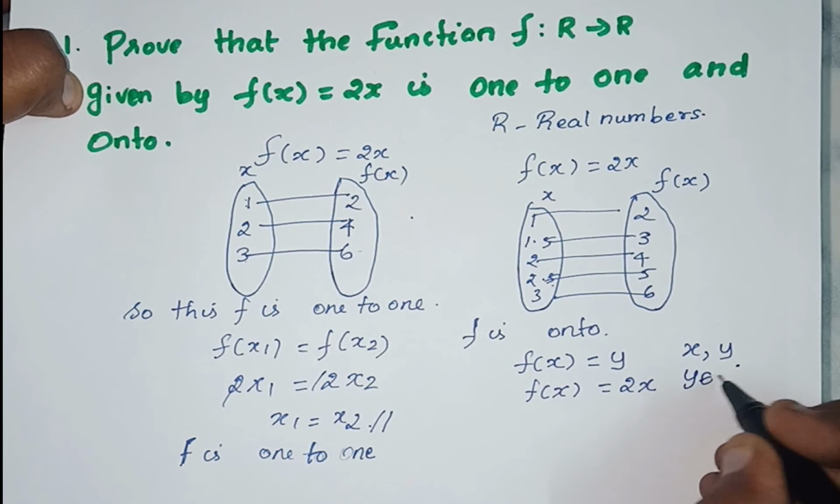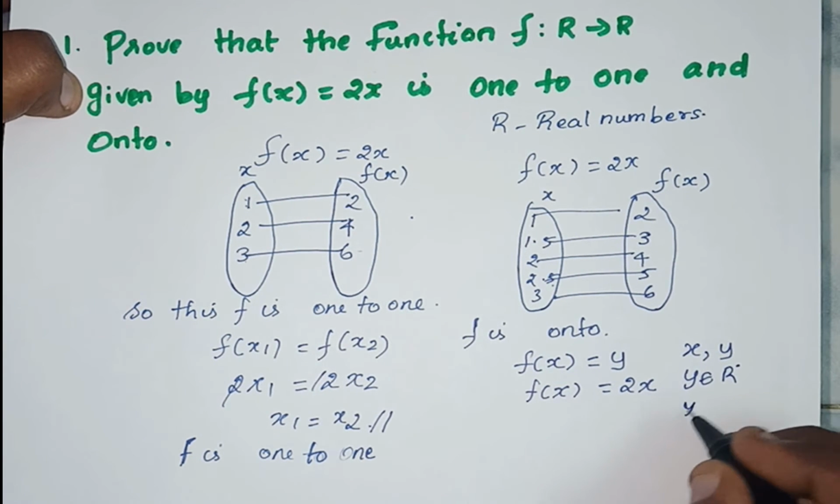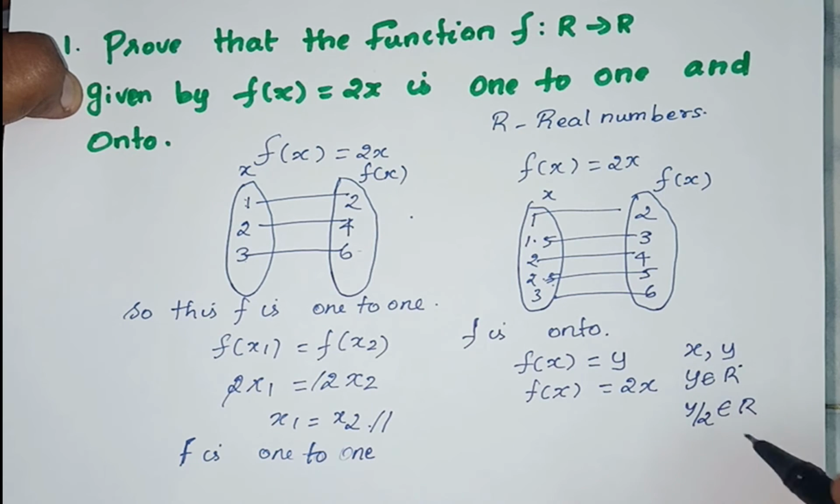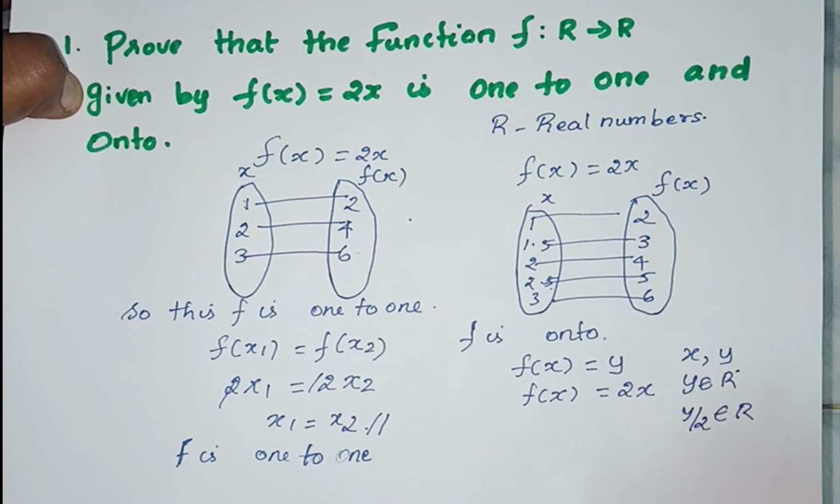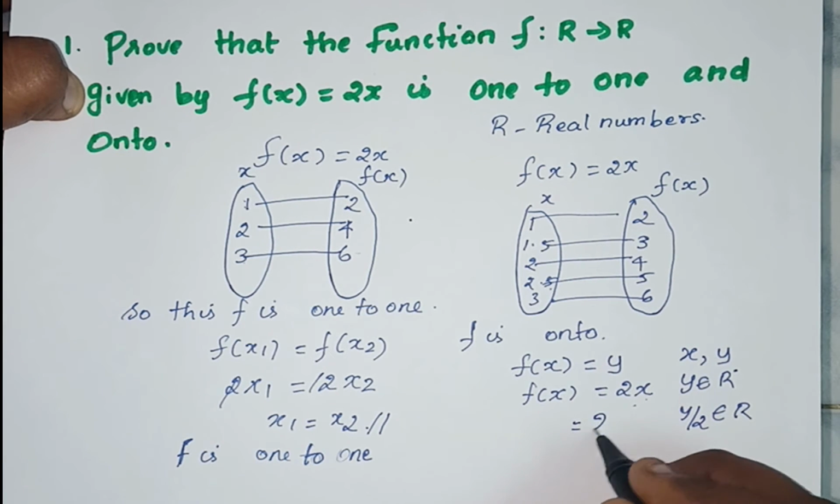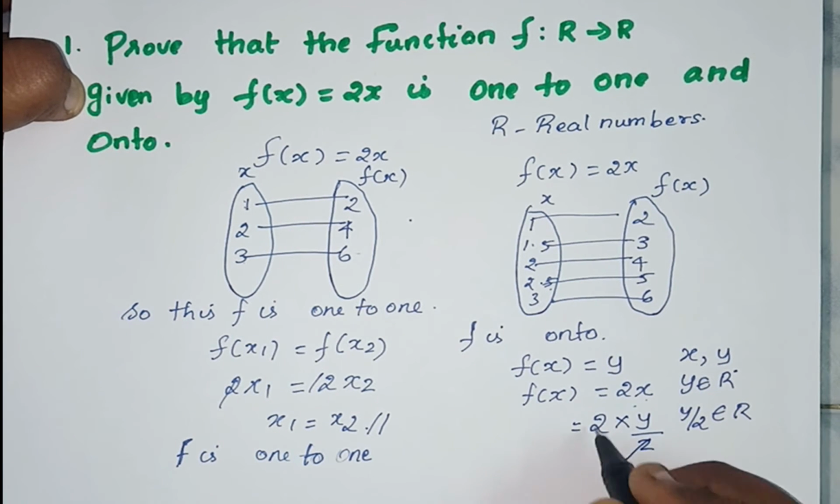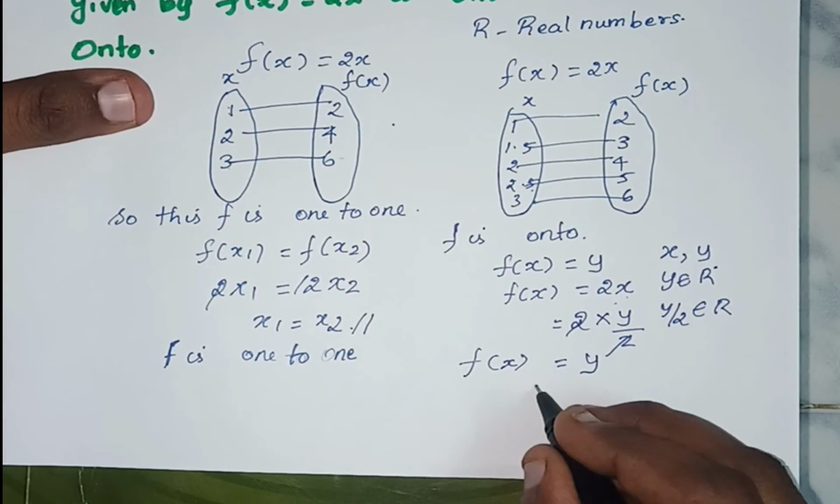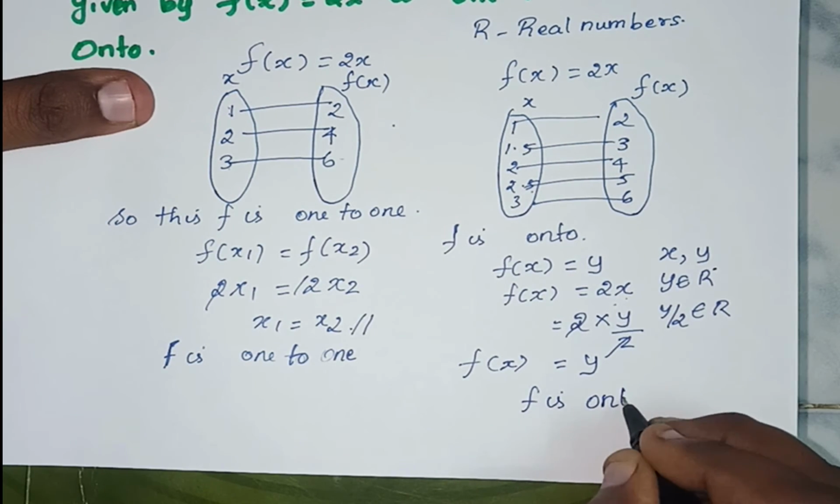If y belongs to real numbers, it means y by 2 also belongs to real numbers. For example, y is equal to 2 means 2 by 2 is equal to 1, and 1 is also a real number. So y by 2 is also a real number. So by taking x is equal to y by 2, 2 into y by 2, the 2 cancels, equal to y. So f of x equal to y. So hence this function is onto.